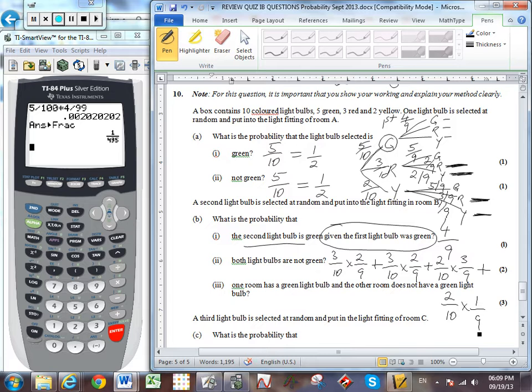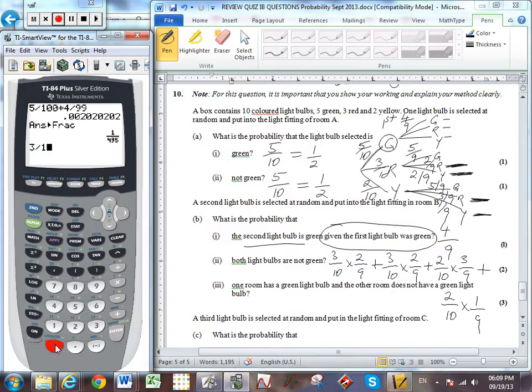Alright, let's do this on the calculator. So 3/10 times 2/9 plus 3/10 times 2/9 plus 2/10 times 3/9 plus, and lastly, 2/10 times 1/9. And we get 0.222222222. Come on, let's change it into a fraction. With a repeating decimal like that, I bet you it's a pretty easy fraction. There it is. 2/9 is your answer for part II.